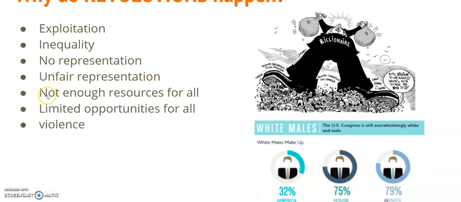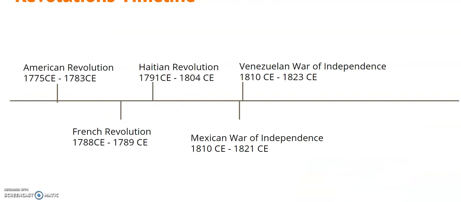There are oftentimes not enough resources for all people or limited opportunities for all people. This could also result in a revolution. So maybe there's not enough food. Maybe there's not enough jobs for all the people. And finally, maybe there's violence. Violence can cause a revolution to happen if the people in power are not doing anything to stop that violence.